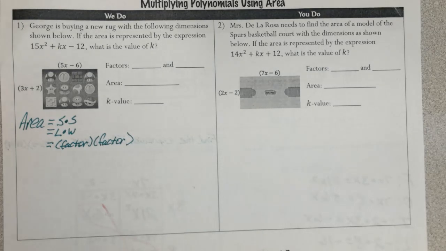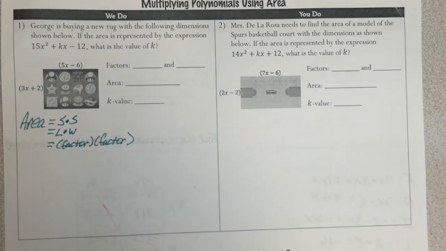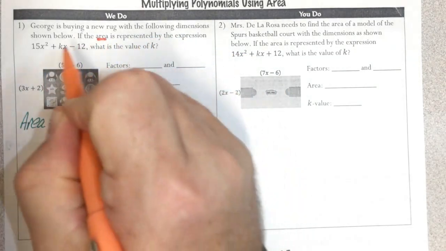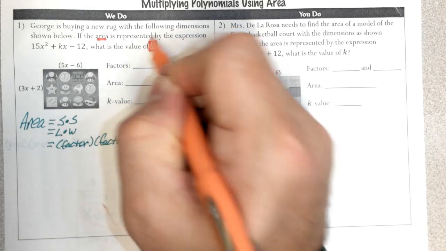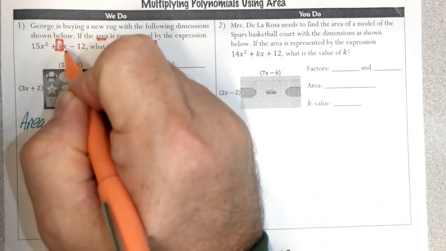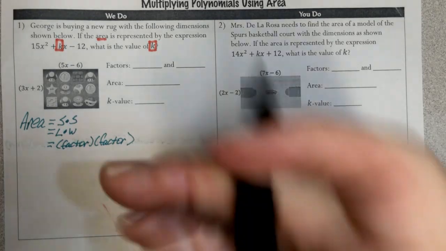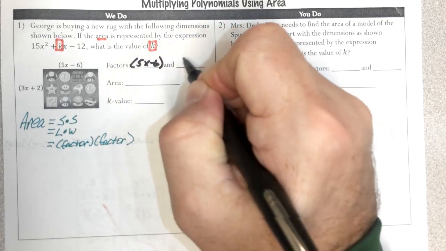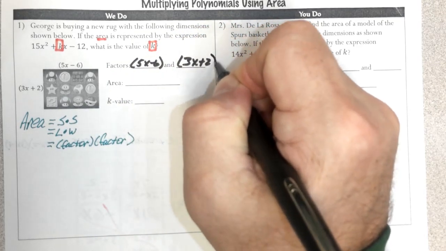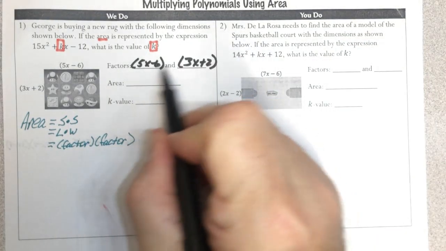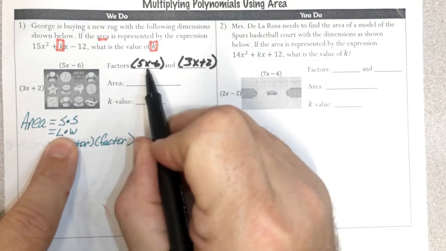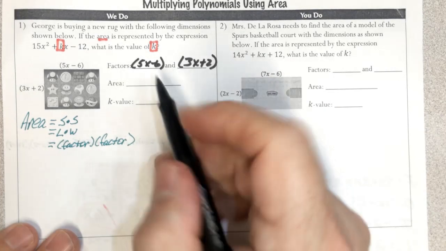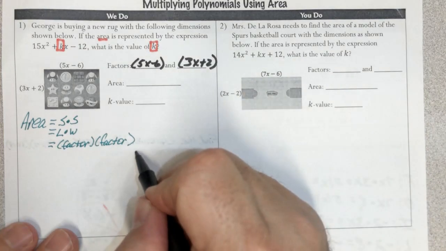Okay. Now, they're asking for the area here, and they're saying the area is represented by this expression. What is the value of k? It's going to be this coefficient for the x. So our two factors are going to be 5x minus 6 and 3x plus 2. And so we need to multiply these together, length times width, to get the area, and that'll let us know what the k is. So to multiply these two, we're going to use the box method.